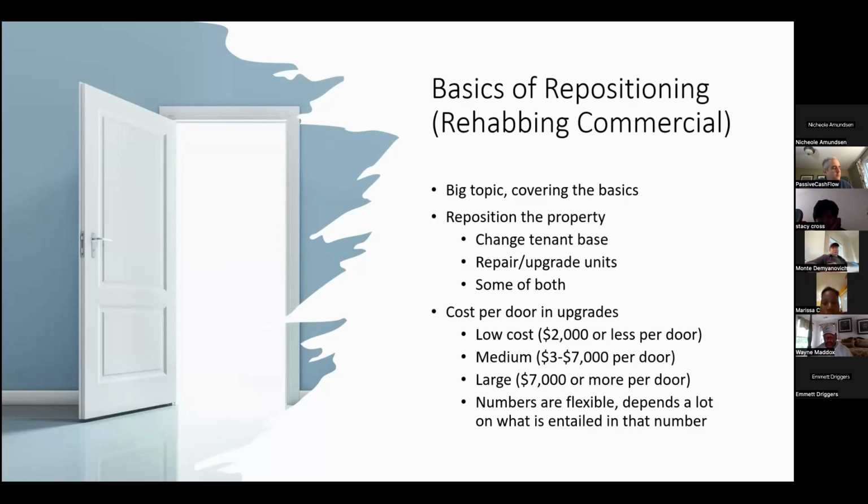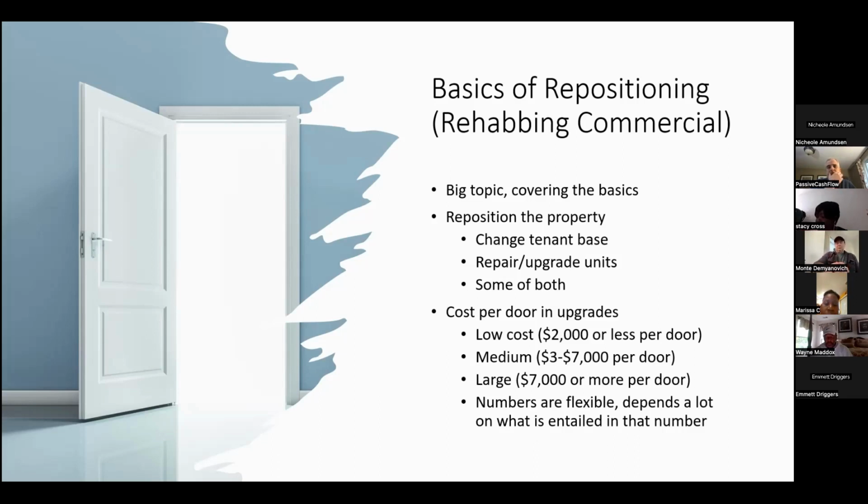So just to reiterate, when you see cost per door, it doesn't mean that is just the cost that has to go into the apartment or the mobile home, etc. It is the cost across everything that needs to be done, but divided by the number of doors. So $2,000 a door or less is really a fairly small amount of work. When we get into $3,000 to $7,000, that's kind of a medium. And we may handle those depending on what that includes.